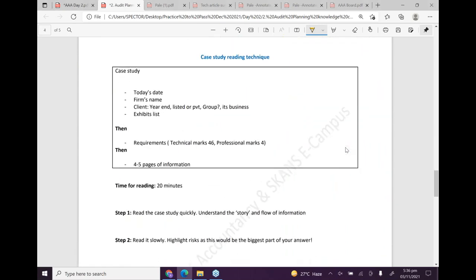So in terms of the case study, I'm going to first tell you how your case study is structured, the sequence in which the information flows, and then I'll tell you a technique that you can apply today. It might or might not work for you, but at least try this today.